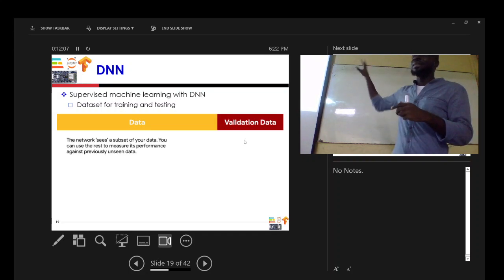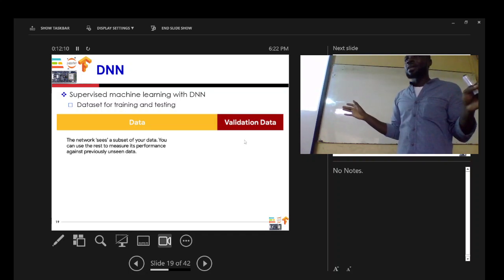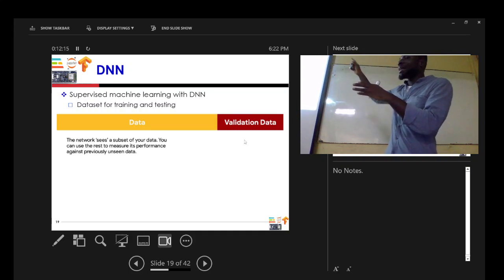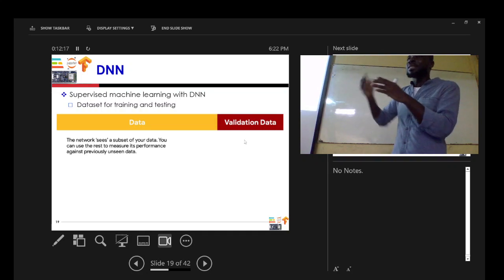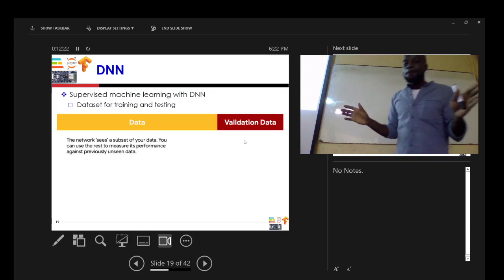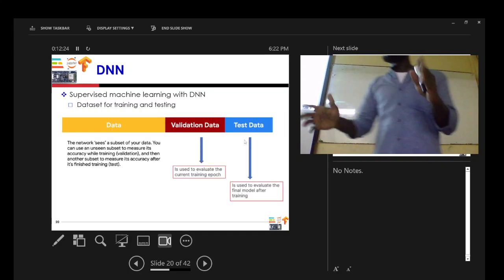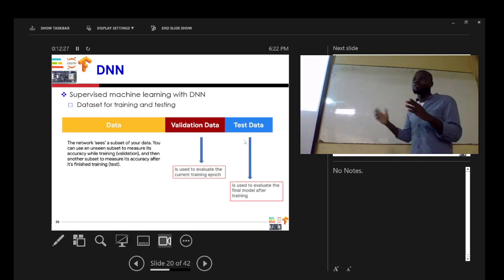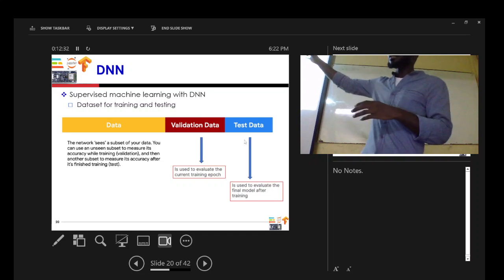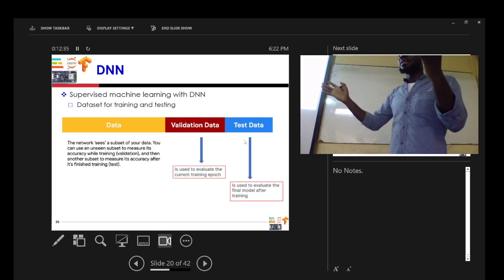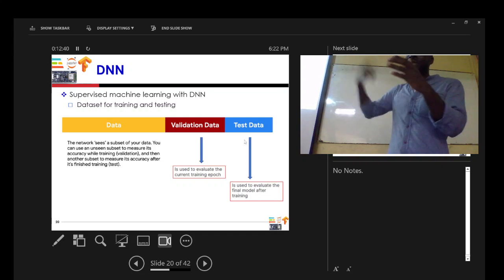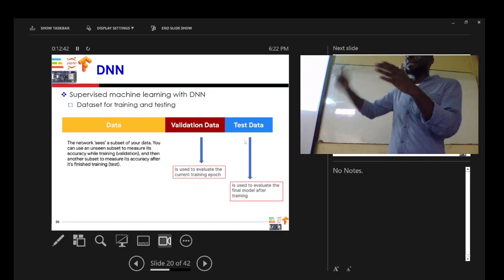The validation data is the data that is not used for training. The network has never seen that data before. While you are training, you give it the validation data to see whether it is training well. And then you still need another kind of data set, called the test data. The training data is just for training. Validation data is for validating or evaluating your model while it is training.